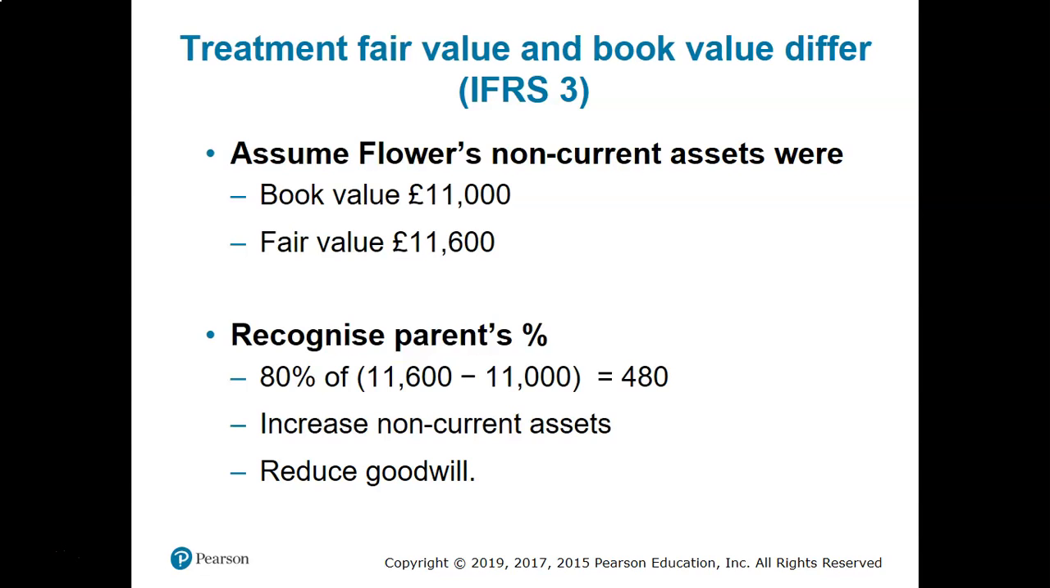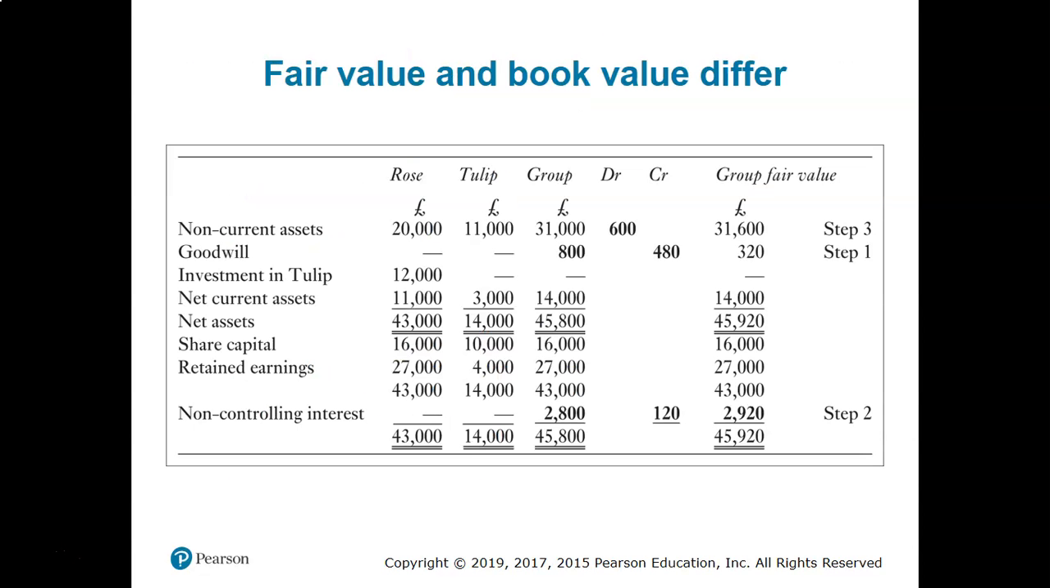All right. So this is what we can recognize in the financial statement: the value of non-current asset increased by 600, out of which the parent company will get 480 extra from the organization. So in that case, the goodwill previously was 800, but now the goodwill value will decrease to 320. So 480 will decrease.